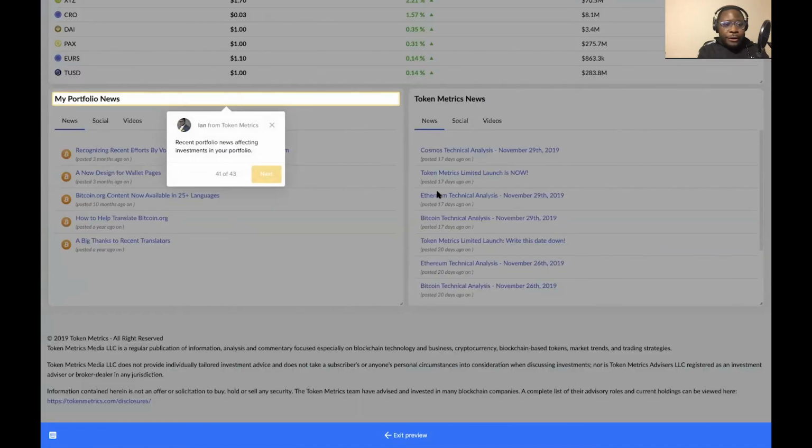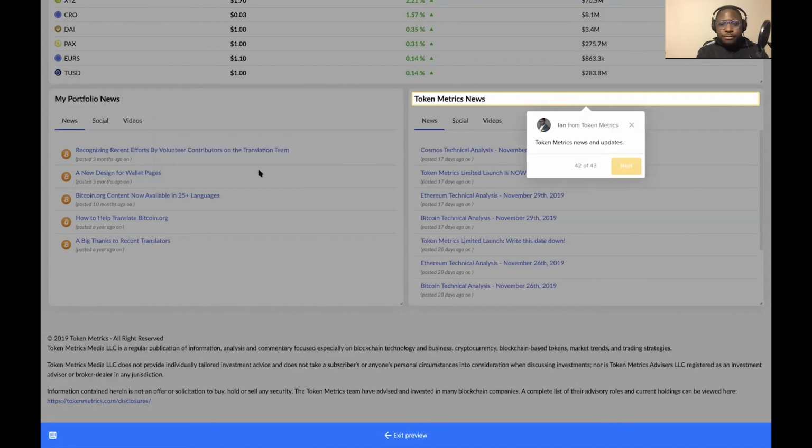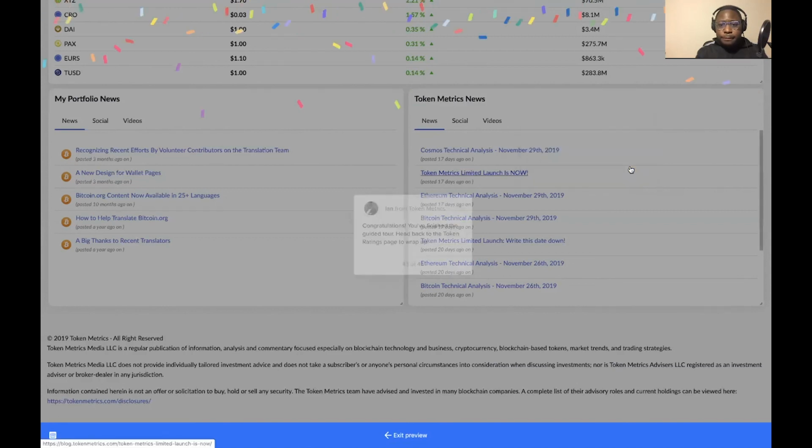Then down here on the left, we have recent portfolio news affecting our investments in our portfolio. This is purely news for what we hold in our portfolio. So we always have the most up-to-date news. So down here on the right, we have Token Metrics news and updates from our team. So you can stay up to date on news as we post it.